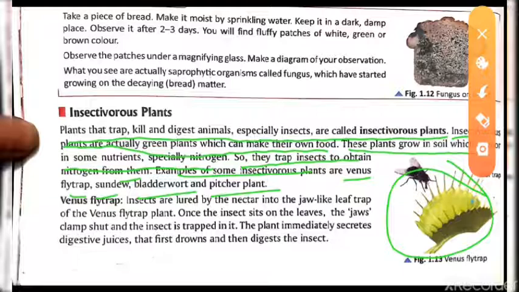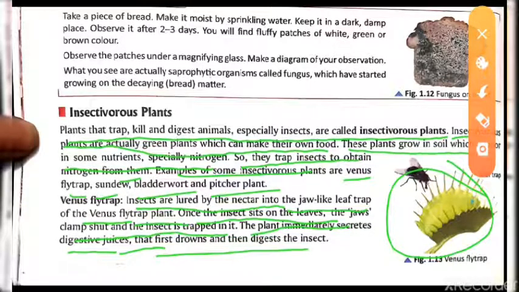When they secrete that enzyme, they digest the insect and get the nitrogen from it. Here it is written: Venus flytrap, insects are lured by the nectar into the jaw leaf trap of the Venus flytrap plant. Once the insect sits on the leaf, the jaw clamps shut and the insect is trapped in it. The plant immediately secretes digestive juices that first drown and then digest the insect.